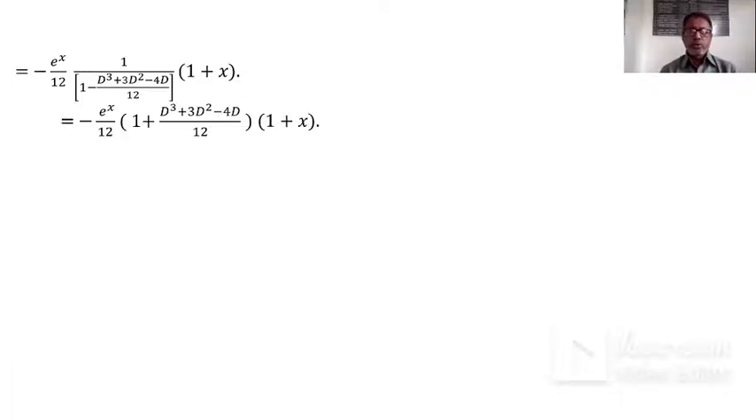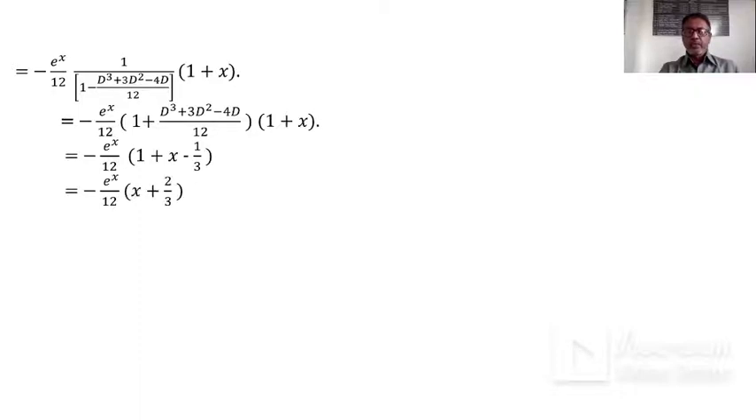In the bracket, we multiply the term 1 plus x by 1, so the first term is 1 plus x plus 1 upon 12. The third derivative of this is 0, the second derivative of this is 0, and the derivative of this is 1, so we obtain minus 4 upon 12, that is 1 plus x minus 4 upon 12. This comes to be 1 plus x minus 1 upon 3. This is our particular integral yp.